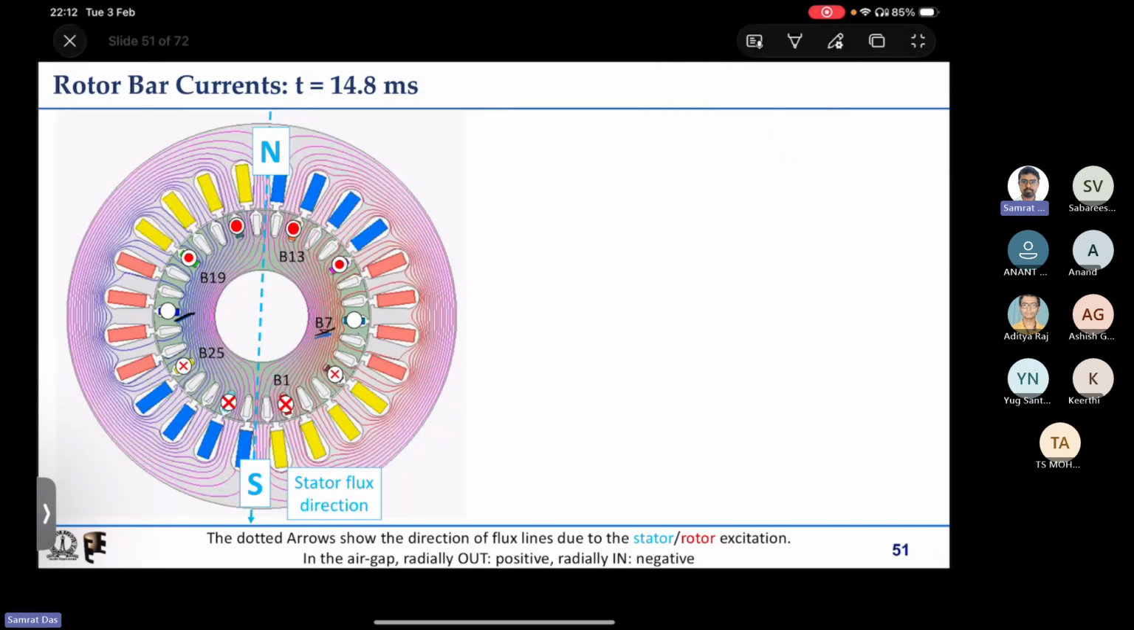So B13 has some positive value, B19 also has some positive value, but B13 is significantly higher compared to B19. That is why this is a bigger dot, this is a smaller dot. This is also having approximately the same as B13. So similarly B25 has some negative current.